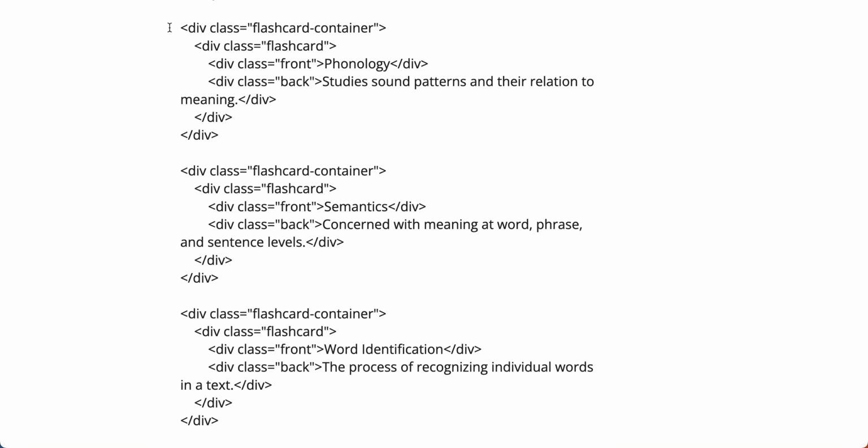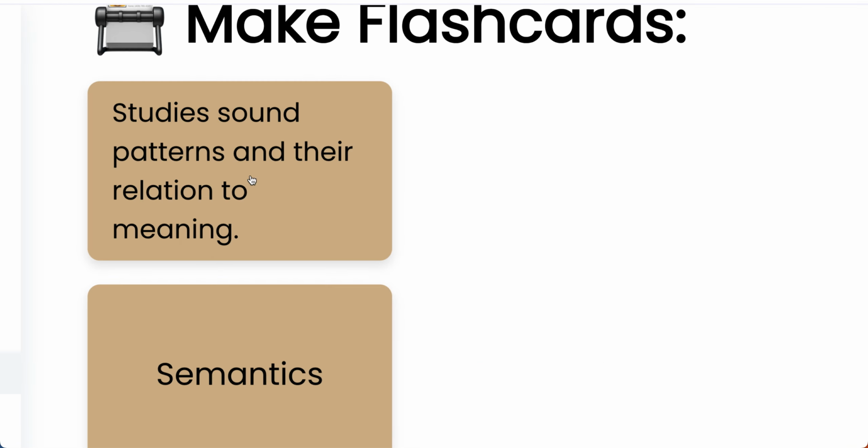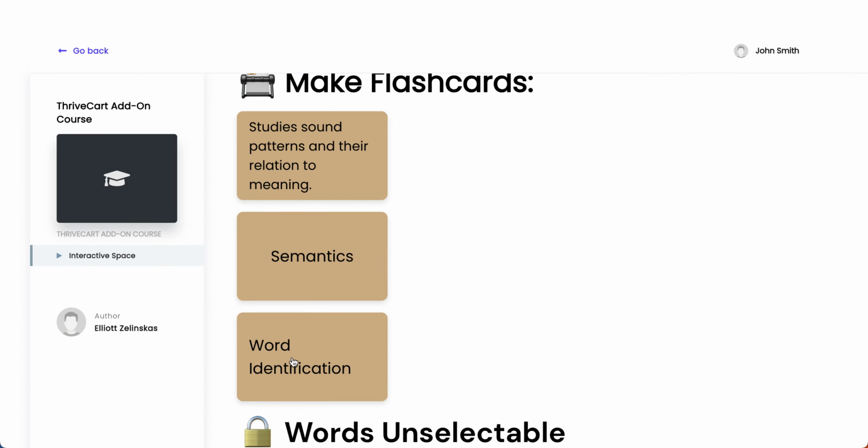Now, as you can see, we have 3 different div classes right here. So we've got 1, 2, and 3 sections. And that's because we have 1, 2, and 3 flashcards. So these are all corresponding to each other. So the first one says phonology. And so if I go back up, I can scroll to make this a little bit easier to see. You can see that the front of the flashcard says phonology.